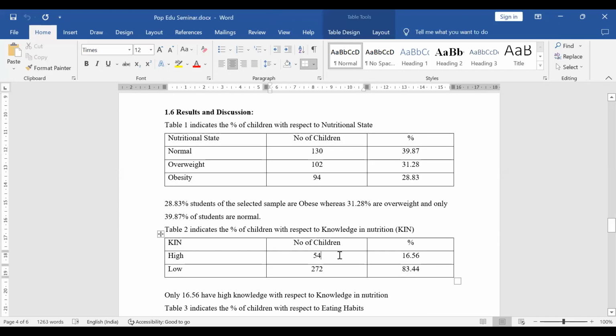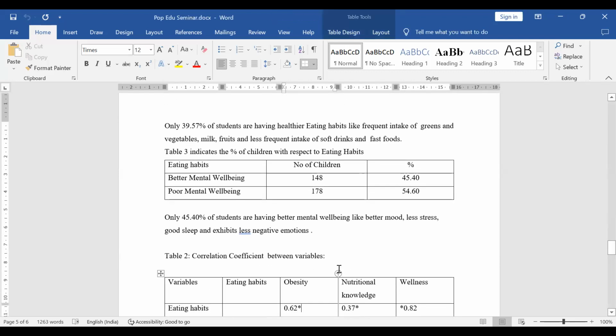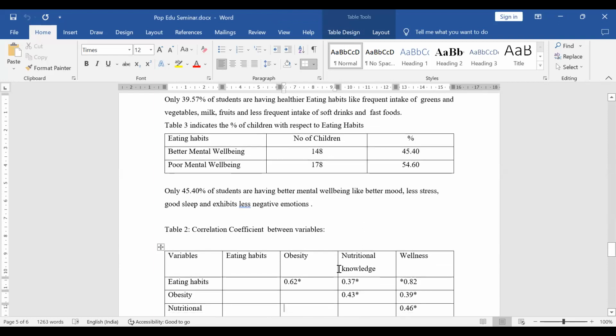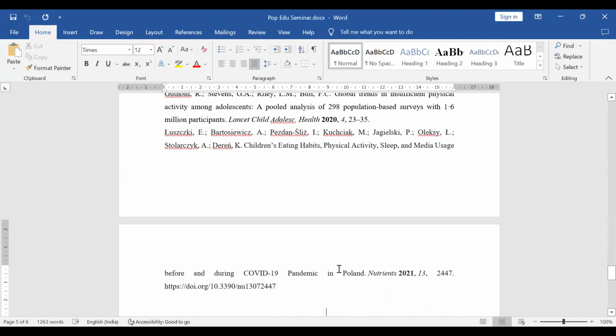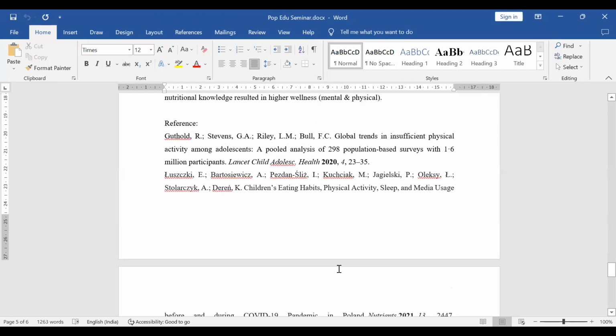In nutrition knowledge, only 54 students had high knowledge, and 272 had very low knowledge. Then eating habits: healthier eating habits, like vegetables, only 129 students. Less healthy, like snacks and oily food, 197 students eat regularly. So only percentage and correlation I have used. Then references, as I said, I have followed this.